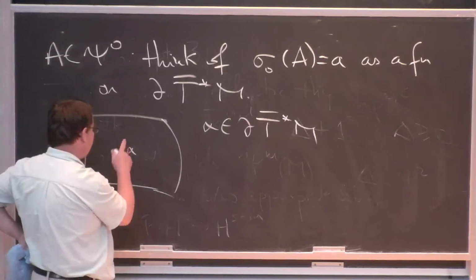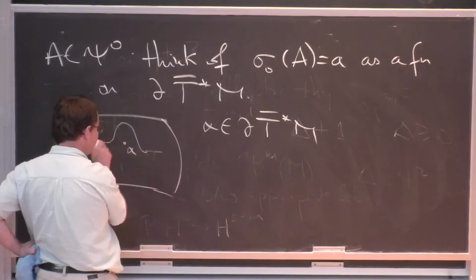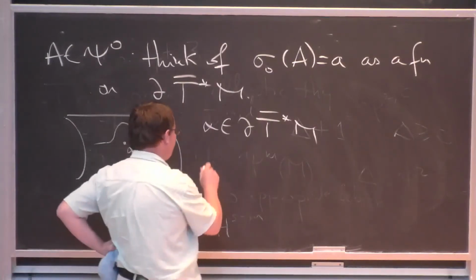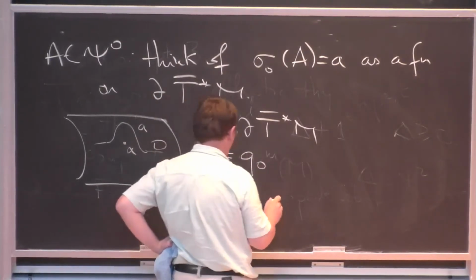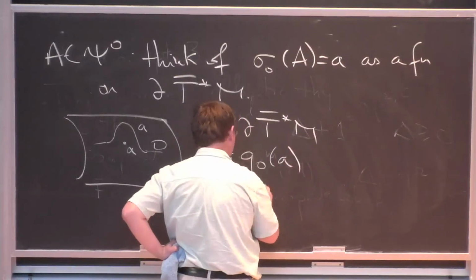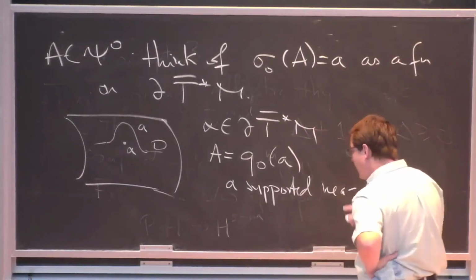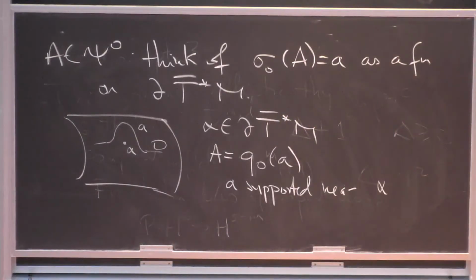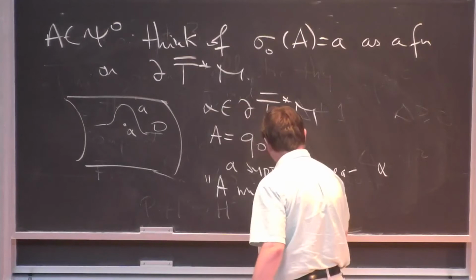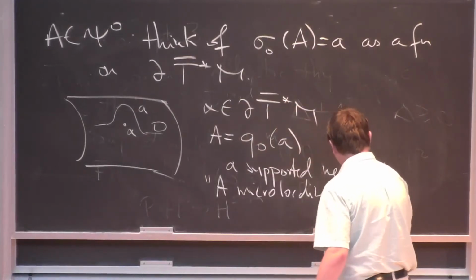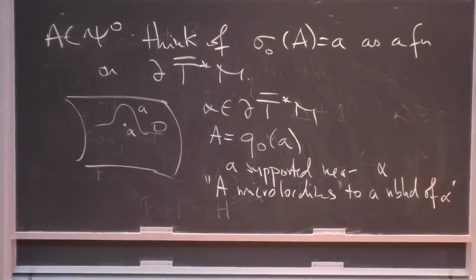I choose a point alpha here, and I want to localize near it. What I want to do is take an A. So this is 0 out here. This is my function little a. And I want to take my operator A to be a quantization. I think Schwartz's notation is Q_0 of little a, where little a is supported near alpha. Okay, so then you think of A as localizing, or really microlocalizing, to a neighborhood of alpha. So you think of it as a phase space cutoff function.